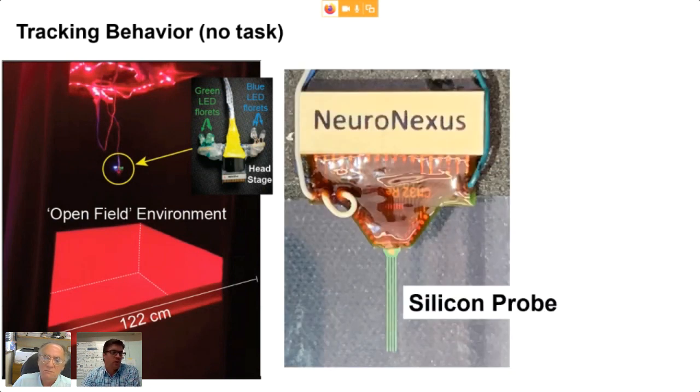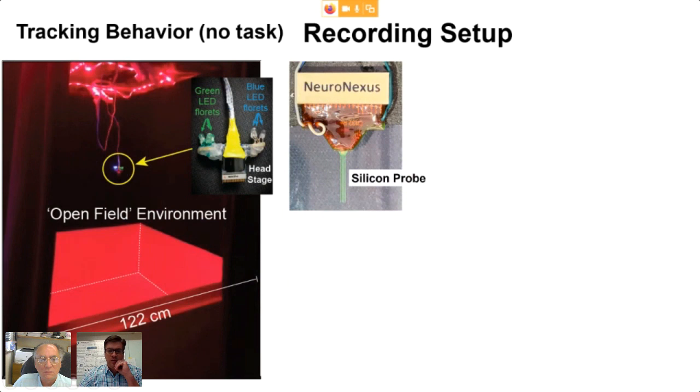So our recordings are done with NeuroNexus probes. These are silicon probes that have 8 tetrodes on them, distributed across 4 shanks. So we have 2 different depths where we're recording from on each of 4 positions that are oriented medial lateral, or along the proximal distal axis of CA1.